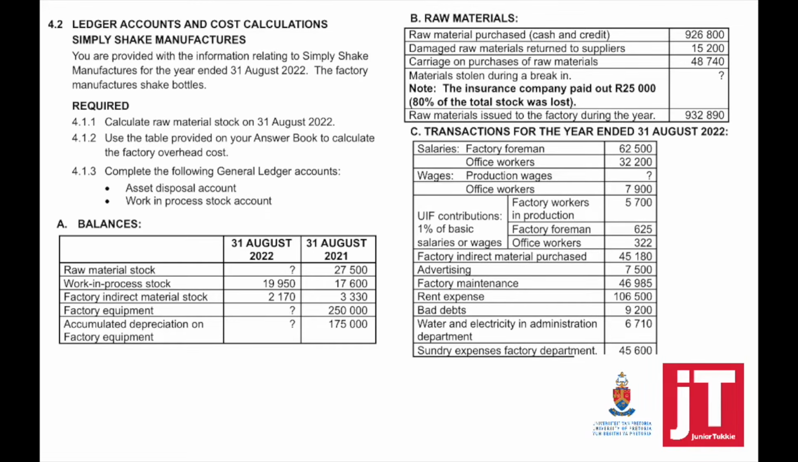So here they've just asked you to calculate the raw materials, not asking you to complete the ledger accounts. Number 2, use the table provided on your answer book to calculate the factory overhead cost. And number 3, complete the following general ledger accounts: asset disposal account and the work in process stock account. So take note how asset disposal, a topic which you've done right in the beginning of the year, is incorporated into all the different topics throughout.